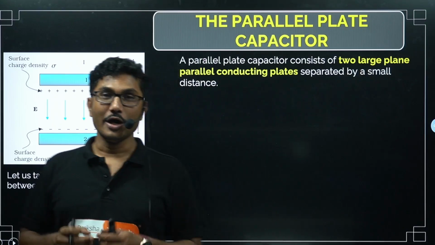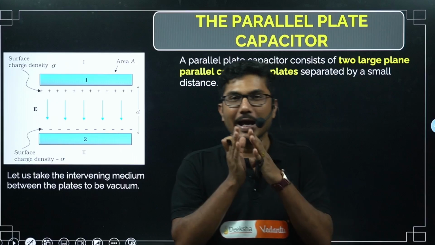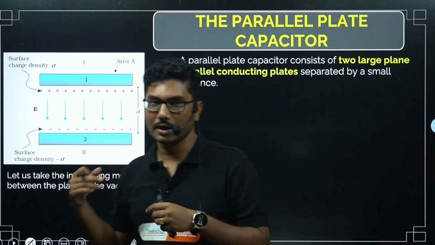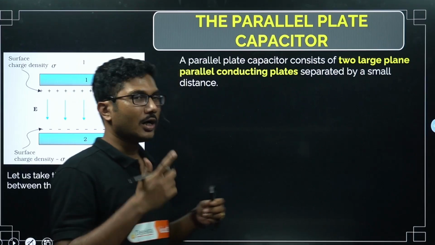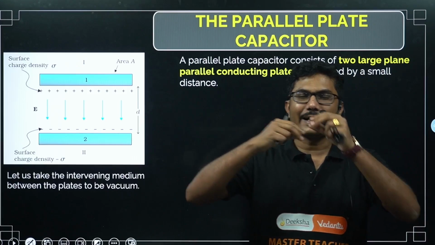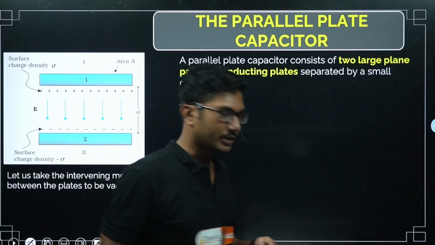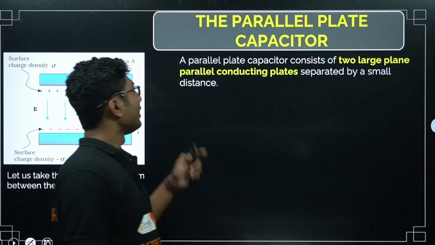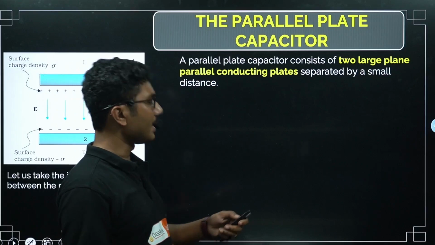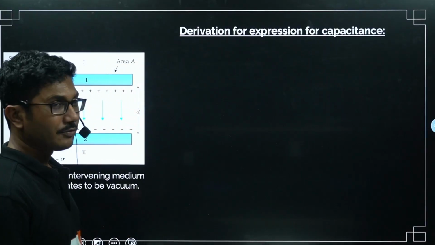What they actually do is take two paper-like materials and conducting materials, and then they roll them. I will show the construction maybe sometime in future. So they roll it and make that capacitor. If I get a capacitor next time, I will try to dissect it and show it to you. Now the parallel plate capacitor consists of two large parallel plane conducting plates separated by a small distance, and let us now look into the derivation of the expression for capacitance.